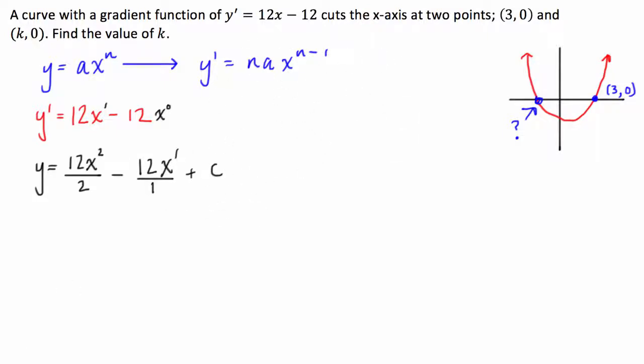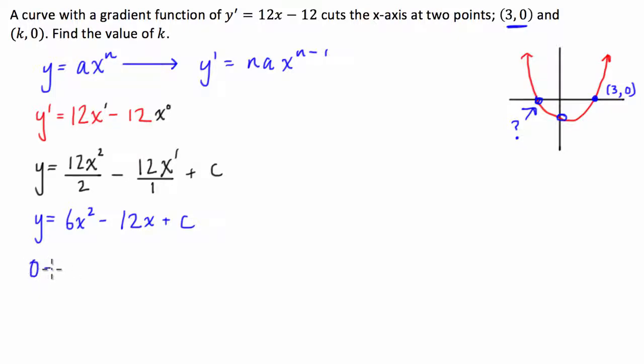Cool. So from here, we can just simplify it. So we're going to have y, 12 over 2 is 6, x squared, subtract 12x plus c. Now, in order to work out this x-intercept, we're going to need to know what our c term is. So the way we do that is we've been given this piece of information here. So we can use it to find c by subbing in x equals 3 and y equals 0 into our function.